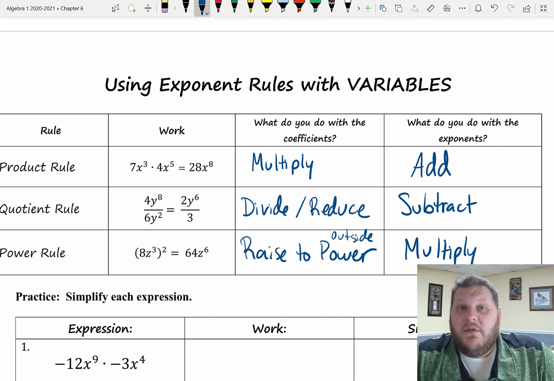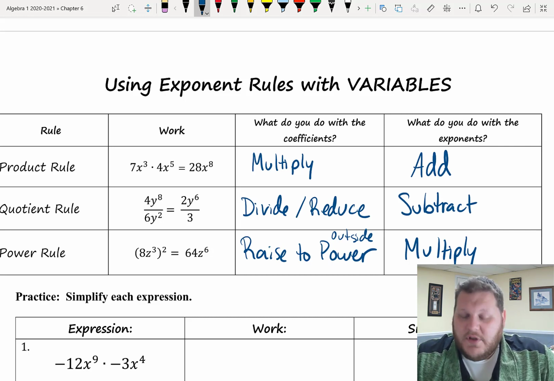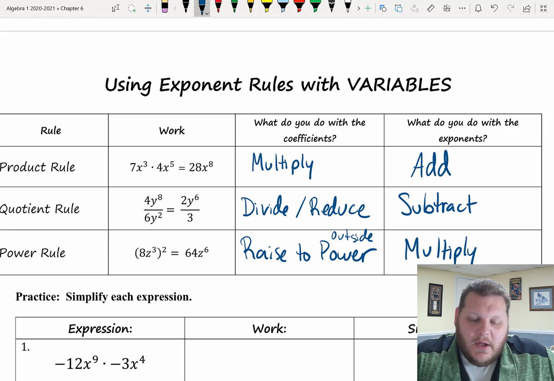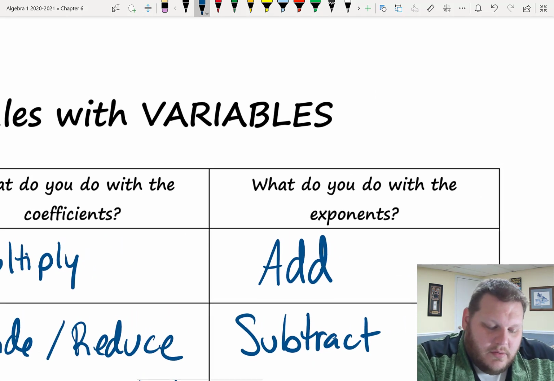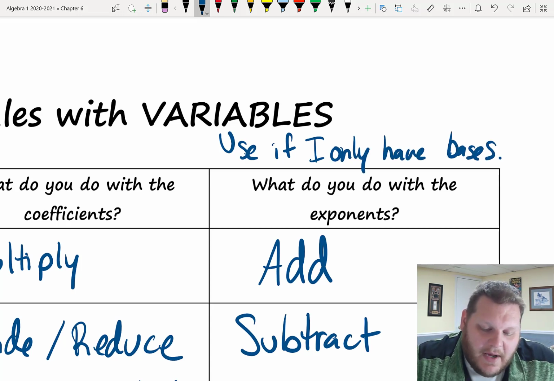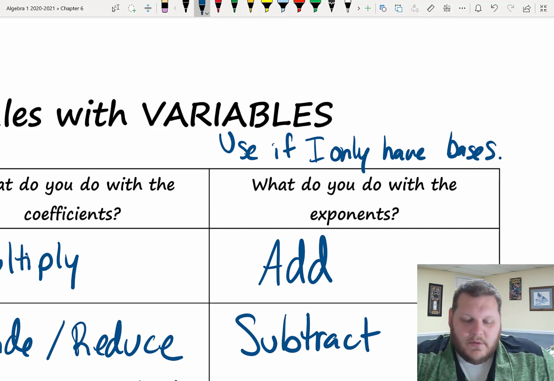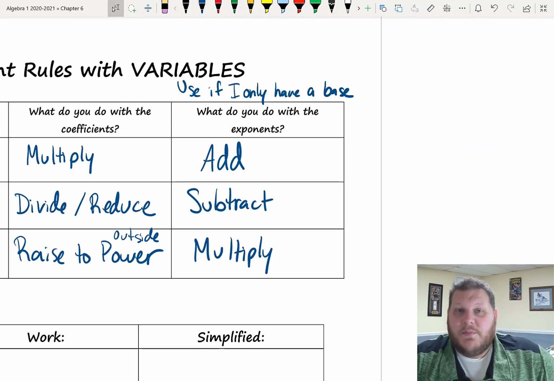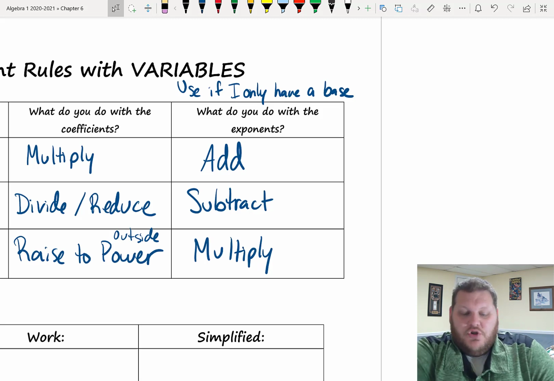Now, this is if we have both variables and exponents, or variables and numbers, coefficients. This far right column, this is what we would use if I only have bases. So you're going to have some on the homework where I only have a base. On that first page that we did, where we had numbers just being raised to an exponent power, that's where I would just look at this.